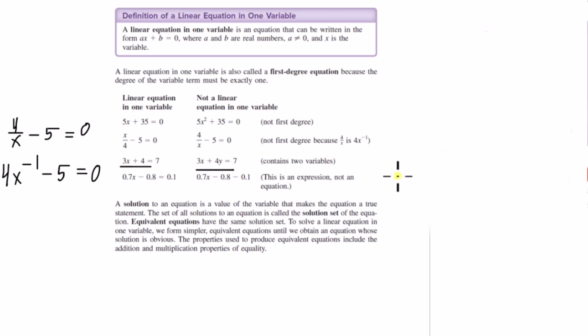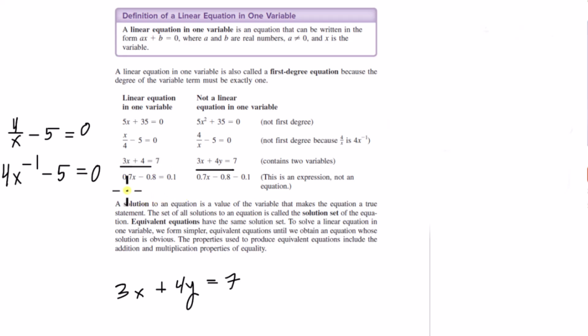Here, what about 3x plus 4y is equal to 7? Well, you go to every single term, and you're looking at what powers the variables are raised to. Here, all of the variables are raised to the first power. Okay, great. That's like a polynomial. That is linear. However, it's not a linear equation in one variable, is what they're saying. It's a linear equation in two variables. So it is linear, but it's not in one variable.